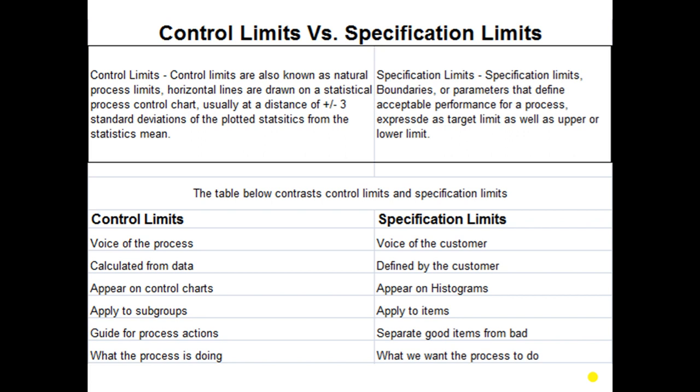So these control limits, when we go further, you will see, relate to common causes, and specification limits relate to special causes or assignable causes.